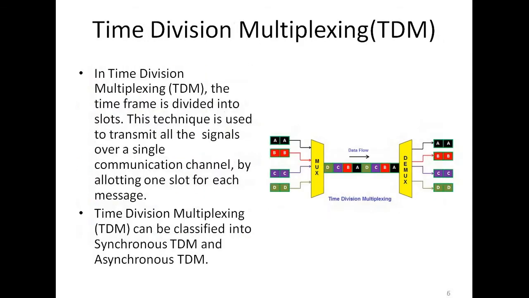Next, time division multiplexing. In time division multiplexing, the time frame is divided into slots. This technique is used to transmit all the signals over a single communication channel by allotting one slot for each message. Time division multiplexing can be classified into synchronous time division multiplexing and asynchronous time division multiplexing.